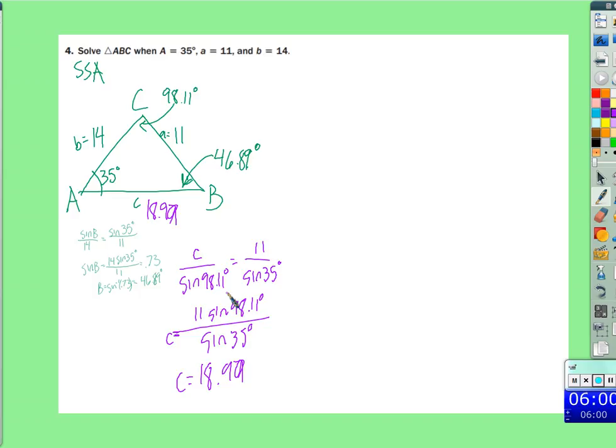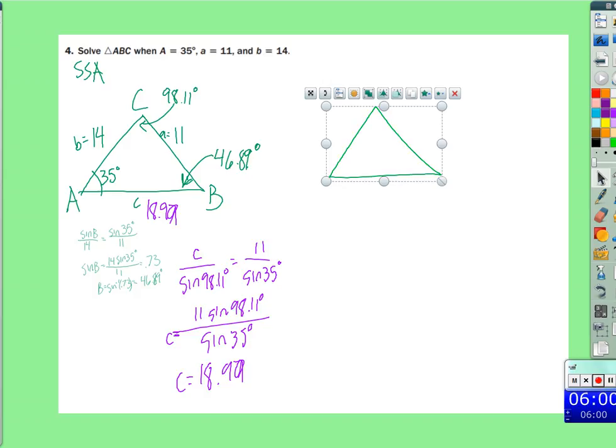All right, so we decided that there's a second triangle possible. First, we know that there's a triangle possible because no error time. We know that there's a second triangle because this side is shorter than this side, meaning that it's short enough to fit over here. So first, we'll use green to recreate this triangle. This is 35. This definitely has to be 35.